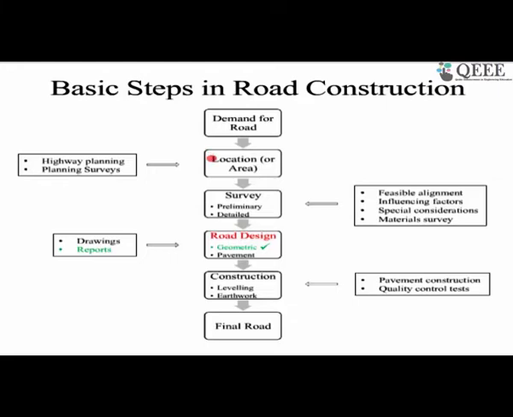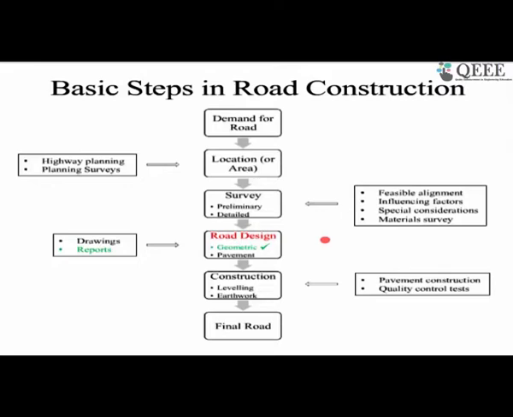Once we come up with the basic alignment, we go into the design, and this is where there are two types of design. One is the geometric design, and another is the pavement design. The geometric design is what we are going to discuss, and we'll look into that again. When you are doing the design, it involves a lot of drawings and a report on how the design has been done and what the assumptions in this design are and so forth.